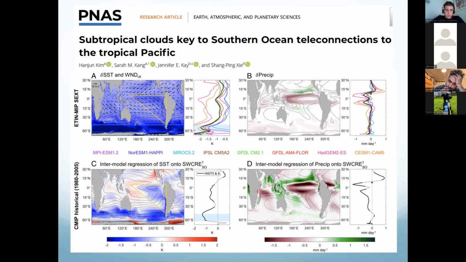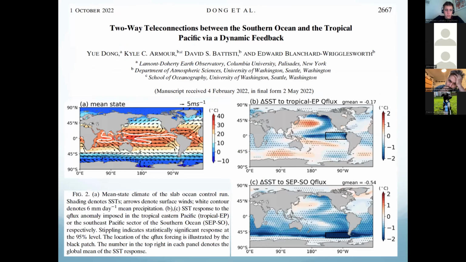And then more recently than that, there was a paper by Yue Dong et al., which I think was also discussed in this session, where they argued that there is a two-way feedback between the tropics and the Southern Ocean. In the upper panel here, they're cooling on the equator in the Eastern Pacific, and that produces a cooling in the Southern Ocean. And if you cool the Southern Ocean, you also produce a cooling in the Eastern Pacific. So there's a mechanism that connects these two, at least in this particular model, but from the previous paper, it seems like many models are able to simulate this connection.